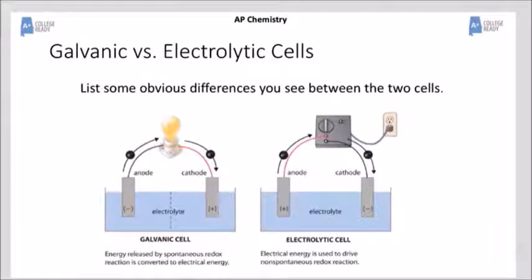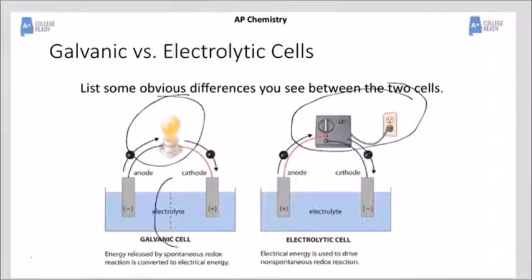I think most students notice, first off, that here with the galvanic cell we have this light bulb, and then over here with the electrolytic cell you have some kind of power source. There's some energy being plugged in. So I think that's obvious. A lot of times this is supposed to designate a salt bridge, and as you notice, there's no salt bridge in the electrolytic cell.